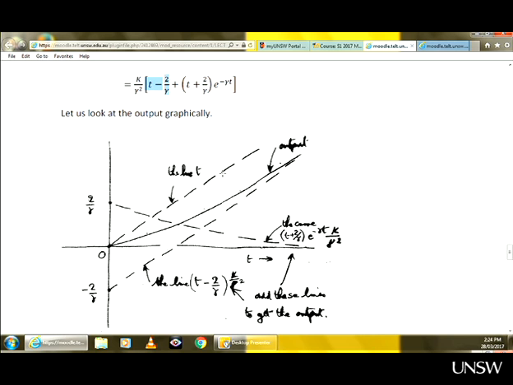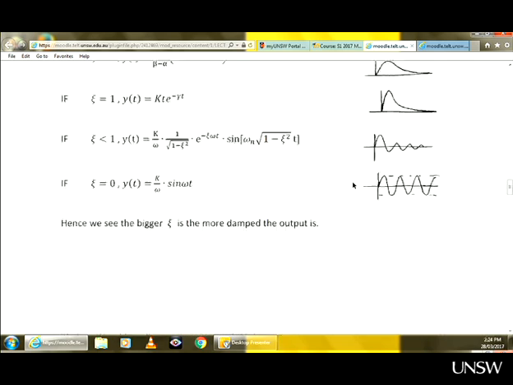This dashed line here is our input, our ramp function t. Unfortunately, it's not obvious enough that these two lines are actually not parallel. Because the input has a gradient of 1, and the gradient of the asymptote is not 1. It's k over gamma squared. It may happen to be 1, if we happen to have such a combination of values, but otherwise it is not 1. Which is not the same as what we had before with the first order system.